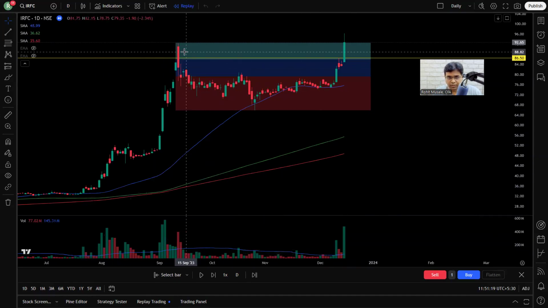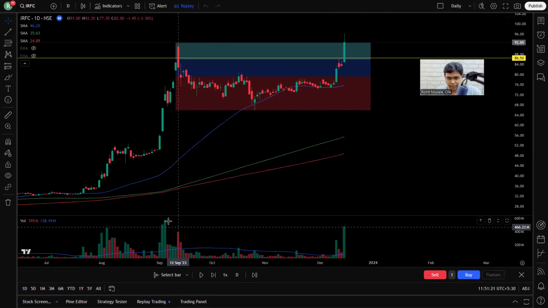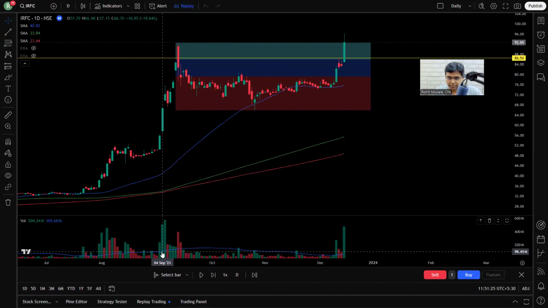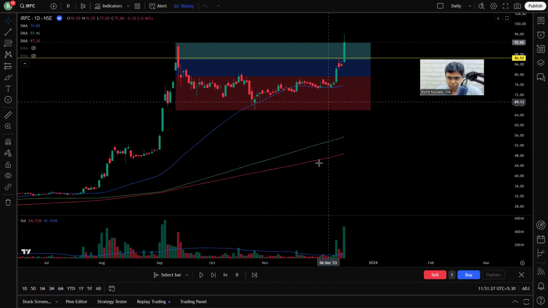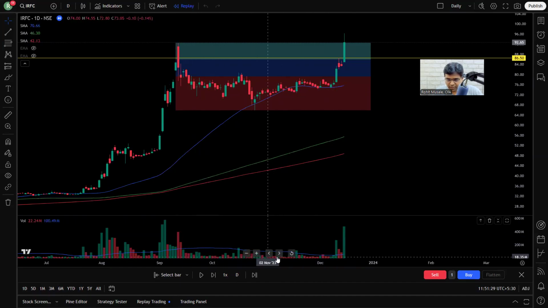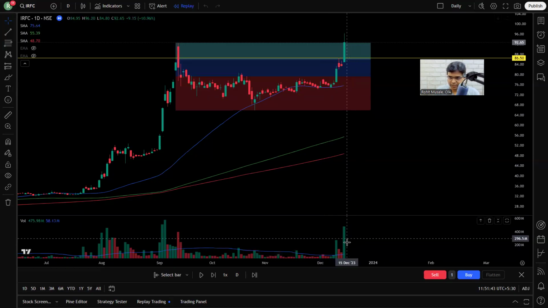From here to here, that is a high volume rally. Look at these bars. Most of them are above the blue line. Then suddenly it starts to form a base. Most of the candles have volume below the blue line. Most of the candles. I'm not saying each candle should have volume below the blue line. I'm saying most of the candles. Okay. And then obviously the high volume breakout.